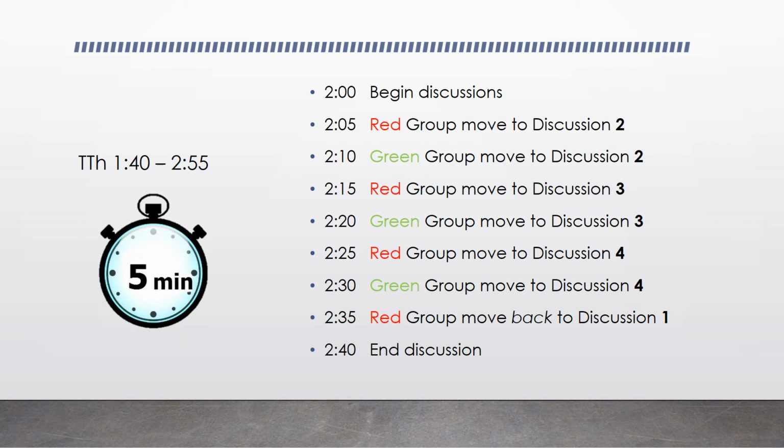So, using as an example a Tuesday-Thursday 140 class, giving myself 20 minutes or so to take roll and answer any questions and then explain the activity and get them in their discussion pods and in their groups. We'll begin the discussions at 2 o'clock, and then from that point on, every 5 minutes there will be a group change. So after 5 minutes, I will announce that the members of the red group need to leave their discussion pod and move on to another discussion pod that they have not yet been to. 5 minutes after that, the green group will move to their second discussion pod.